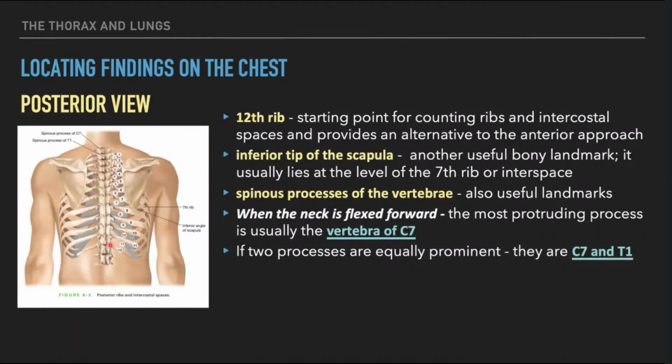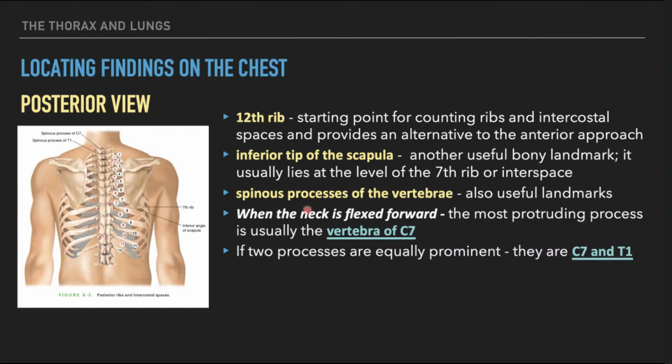The 12th rib is usually the starting point for counting ribs and intercostal spaces on the posterior aspect of the chest, and provides an alternative to the anterior approach. Another useful bony landmark, rather, is the scapula's inferior angle. It usually lies at the level of the seventh rib or interspace. Your spinous processes of the vertebrae here are also considered useful landmarks.